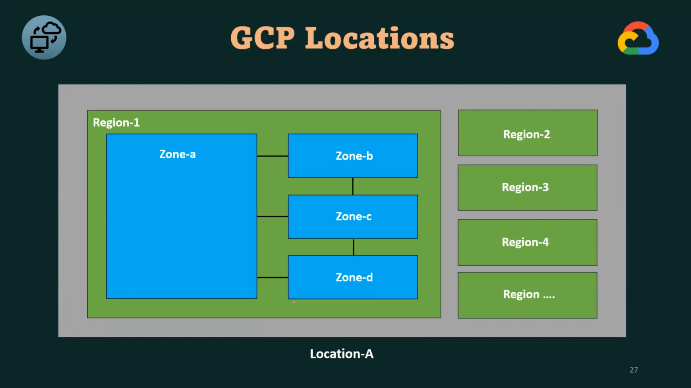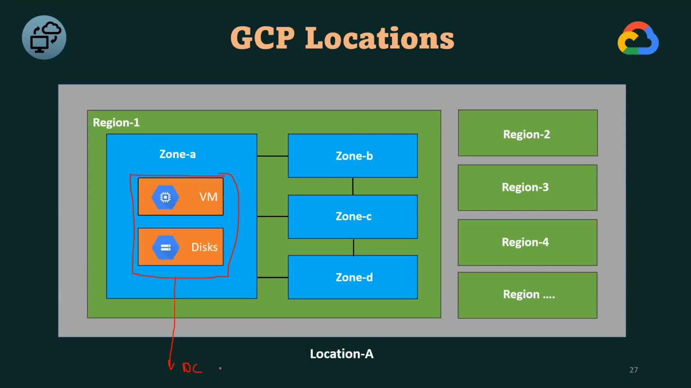each zone is connected to one more zone via a high bandwidth network, and each zone will be having the infrastructure, virtual machines and disks. So that is the reason each zone is nothing but a data center. You can think of this as one data center.